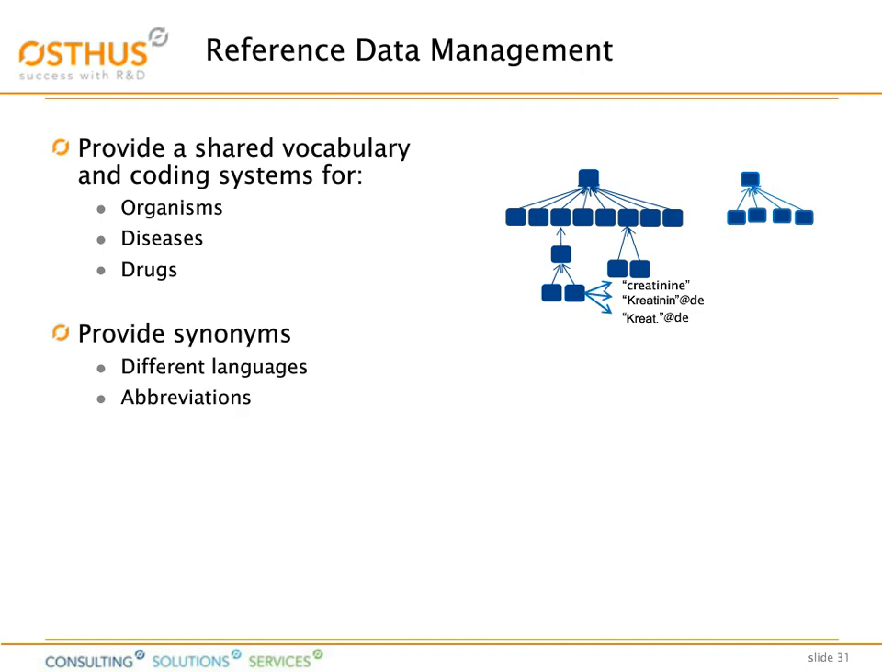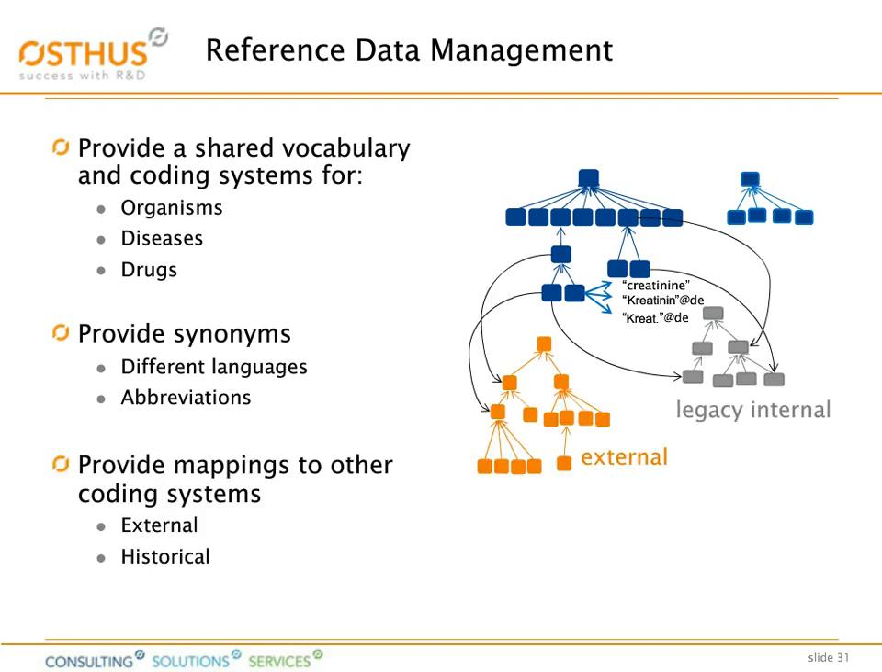Here we have the different lexical names like creatinine I've shown before. So we have the synonym information, the different abbreviations used by different departments, and so on. And also mappings between different coding systems that might have overlapping domains are accessible there. So, for example, when you acquire another company, often this brings in another coding system, and in order to integrate these different data sources, you need to define these kind of mappings.